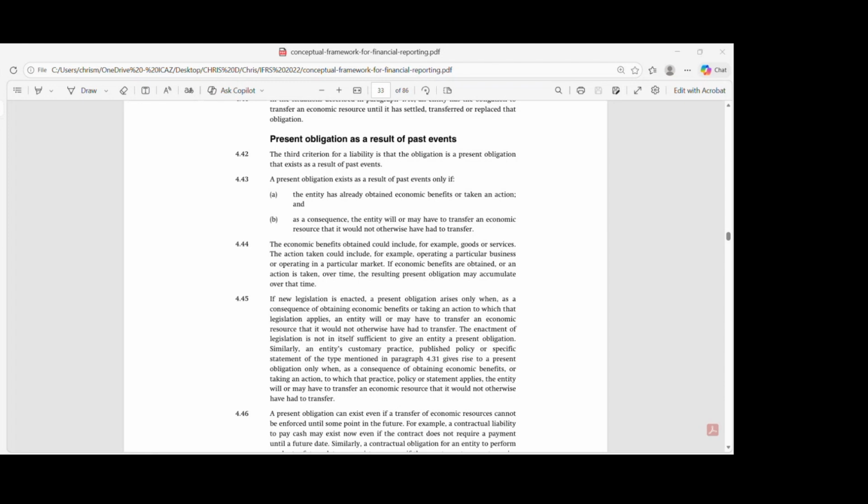We have covered the conceptual framework now, and that's all about the conceptual framework.